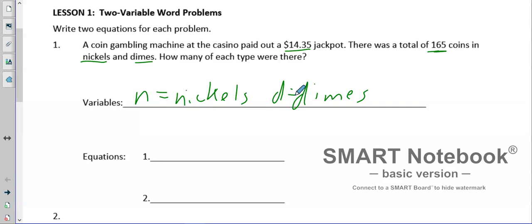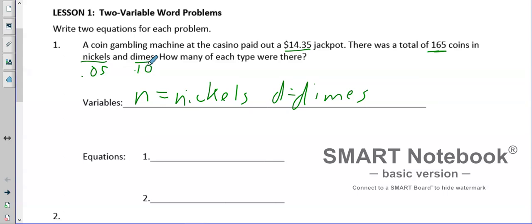All right, now another important part here is the value of nickels and dimes. Actually, nickel is the only one that causes the problem. The most common mistake is people think nickel is 5, and they say 0.5. But 0.5 is really 50 cents, a half dollar. Nickels are worth 5 cents, 0.05, and dimes are 0.10.